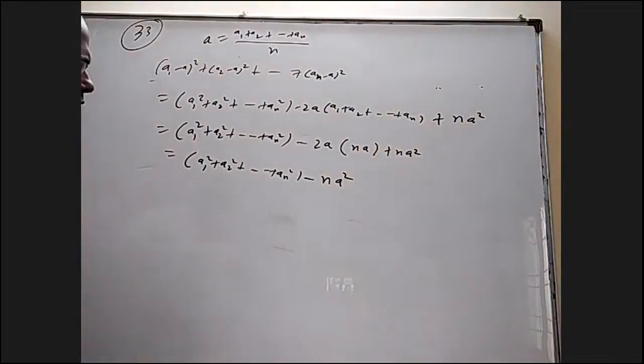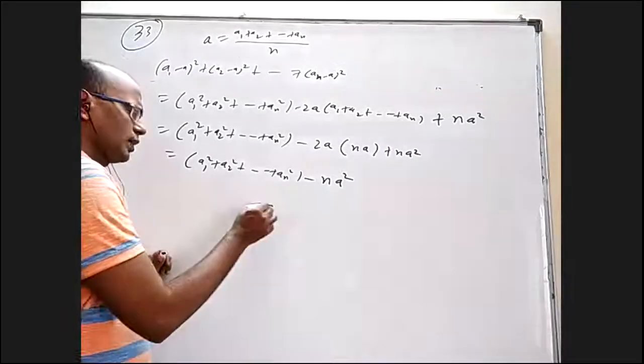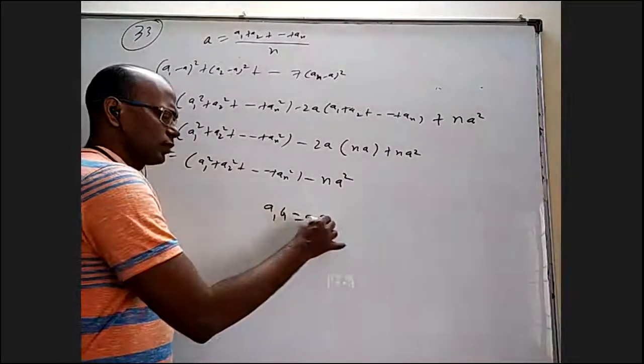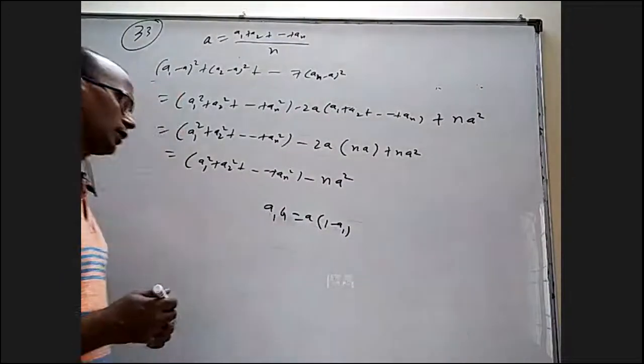So what can we do after this? We wanted a1 b1. Of course, a1 b1 can be written as a1 into 1 minus a1 because b1 is given as that.